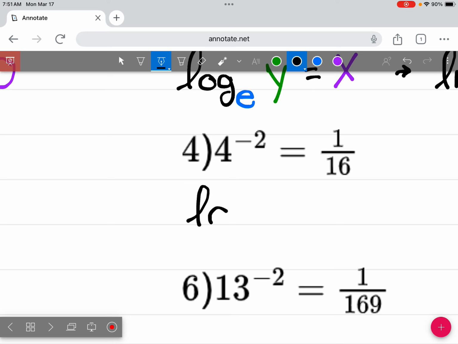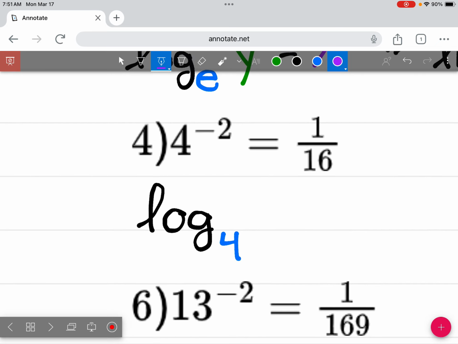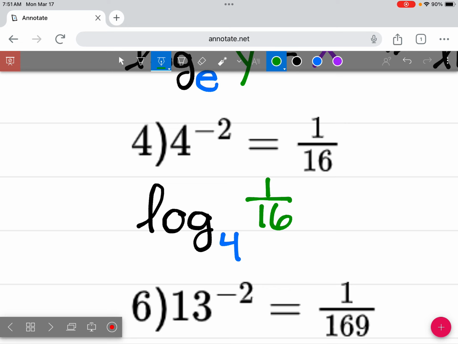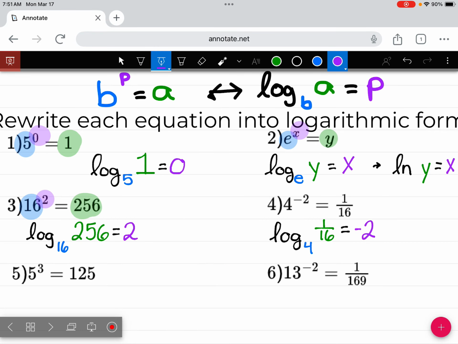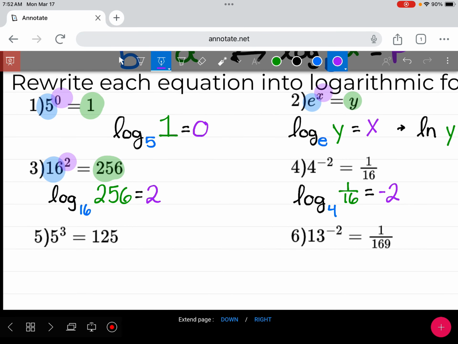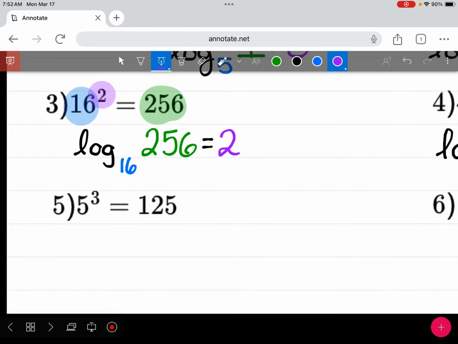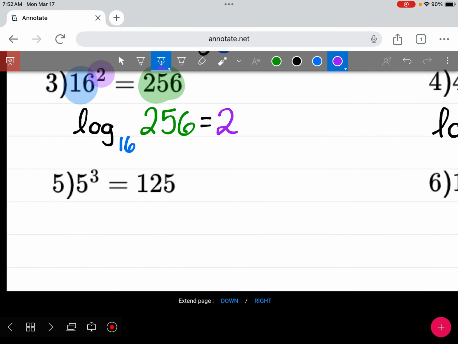So for number 4, we're going to have our log base. What's our base? 4. Log base 4 of 1/16. Wrong color. Trying to keep things consistent. Equals -2. I'm going to do 2 more in this section. I'm going to do 5 and 6.